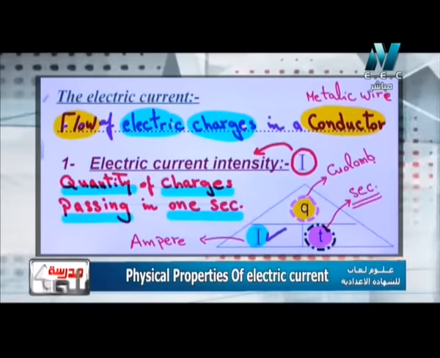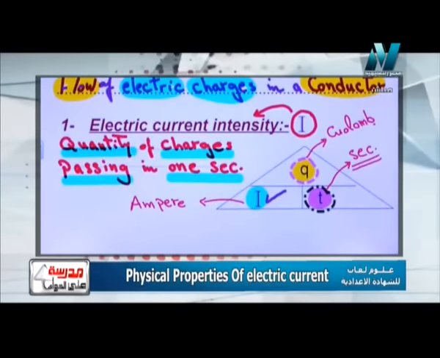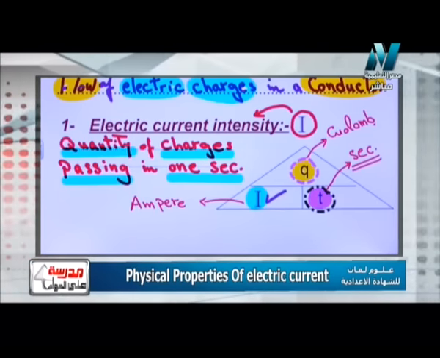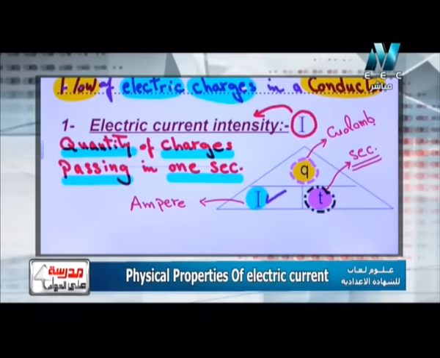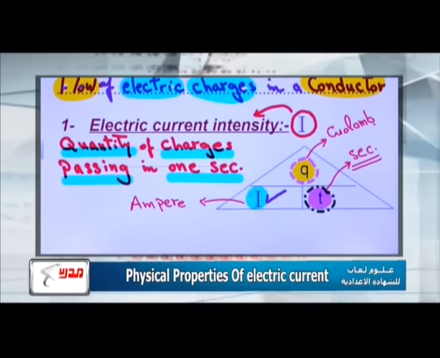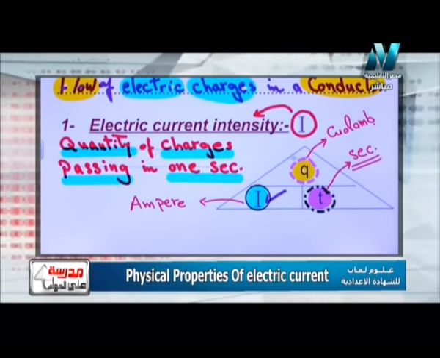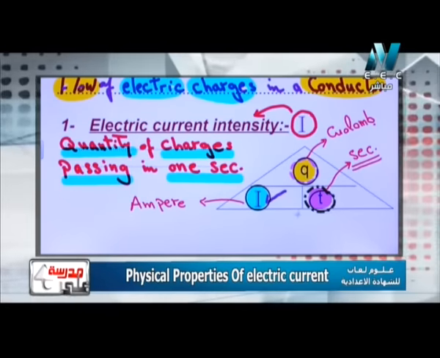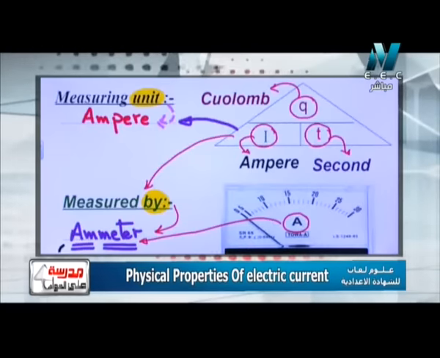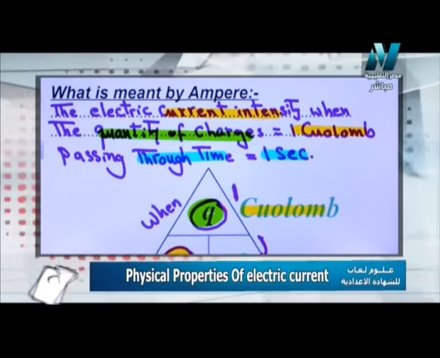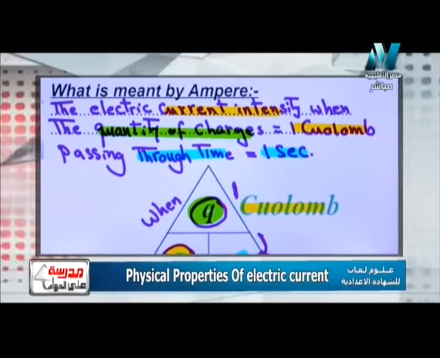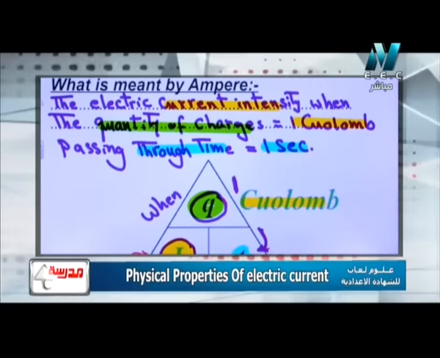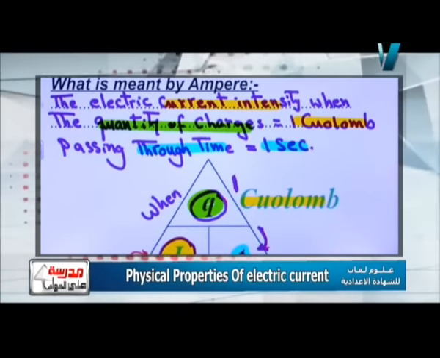Let's go back to electric current intensity. We define electric current intensity from the magic triangle: it is the quantity of charge passing through time equal to 1 second. But if we want to define what is meant by ampere, we know ampere is the measuring unit of electric current intensity, but when asked about it we should define it from the triangle too. I say it is what?